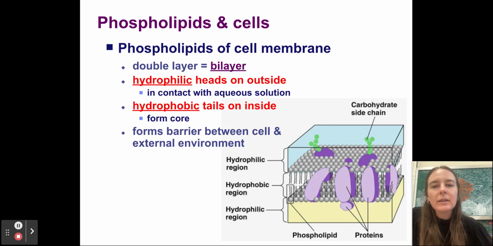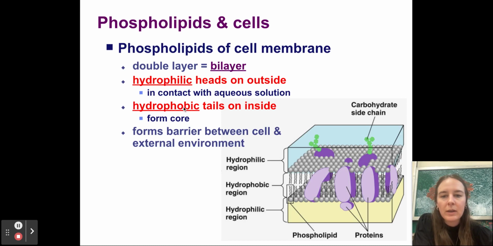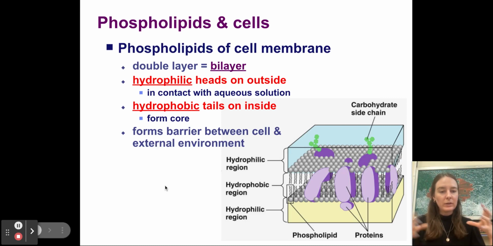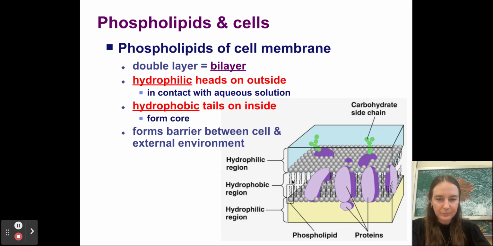Okay, so again, we talked a little bit about phospholipids. Their function is they form the cell membrane, and we talked about how the cell membrane has two layers. We call it a bilayer. Bi means two, so there's two layers, the top layer, the bottom layer. Remember, the hydrophilic heads are on the outside. They love water because they have that phosphate group that's charged. The hydrophobic tails are on the inside. They're escaping water, and this forms a barrier between the cell and the external environment. So this keeps all of the stuff inside the cell from escaping and things from outside the cell from coming in. So it kind of is like the guard or the wall of the cell.